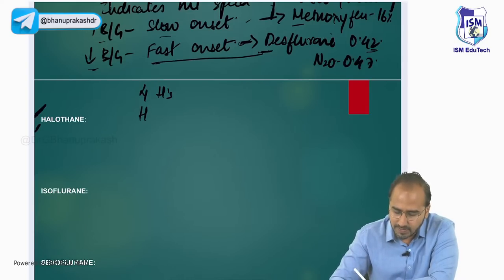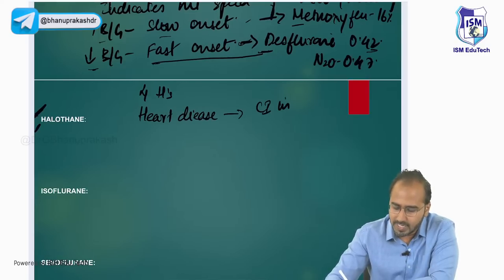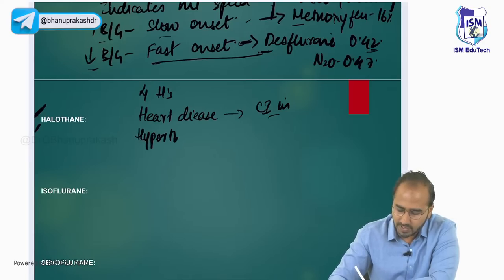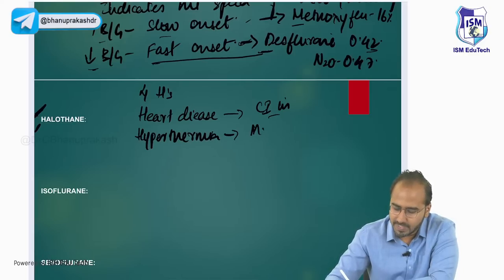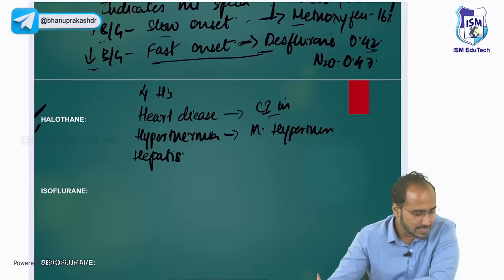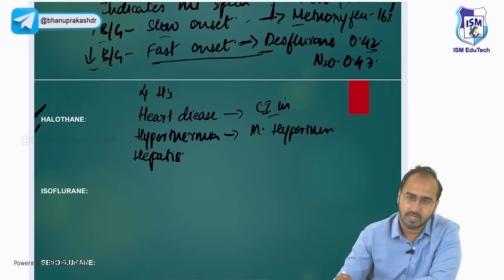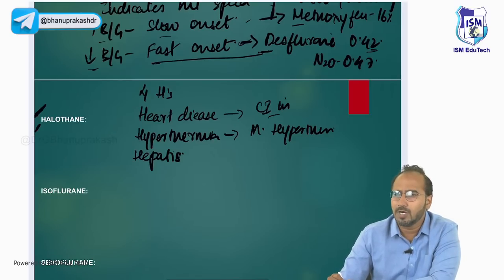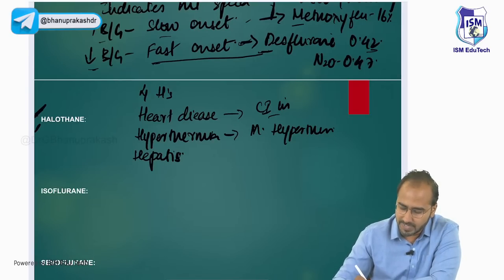What is the first H of halothane? Heart disease. Halothane is contraindicated in heart disease. Next, halothane, hyperthermia. Halothane causes malignant hyperthermia. Third H of halothane, hepatitis. Halothane causes halothane-induced hepatitis. It has a good amount of metabolism in the liver, which can cause hepatitis.